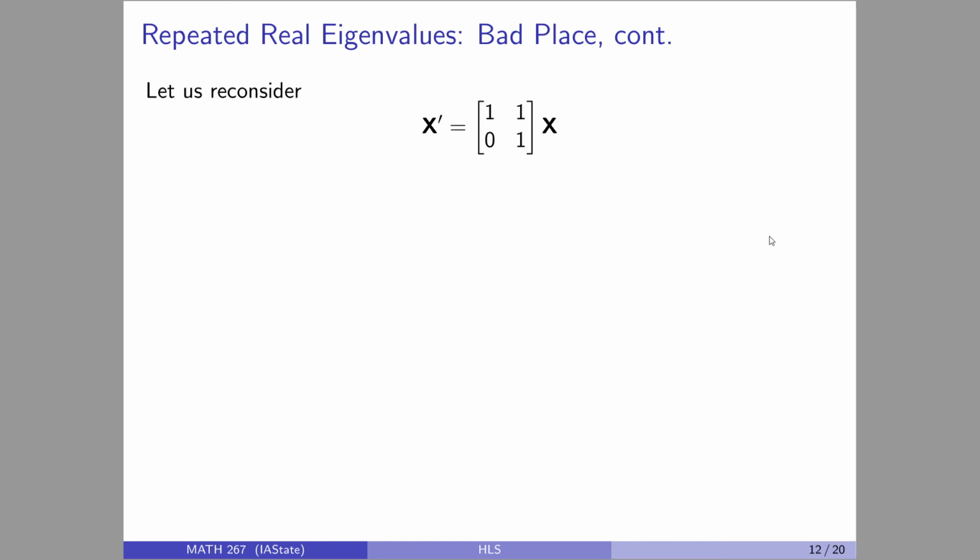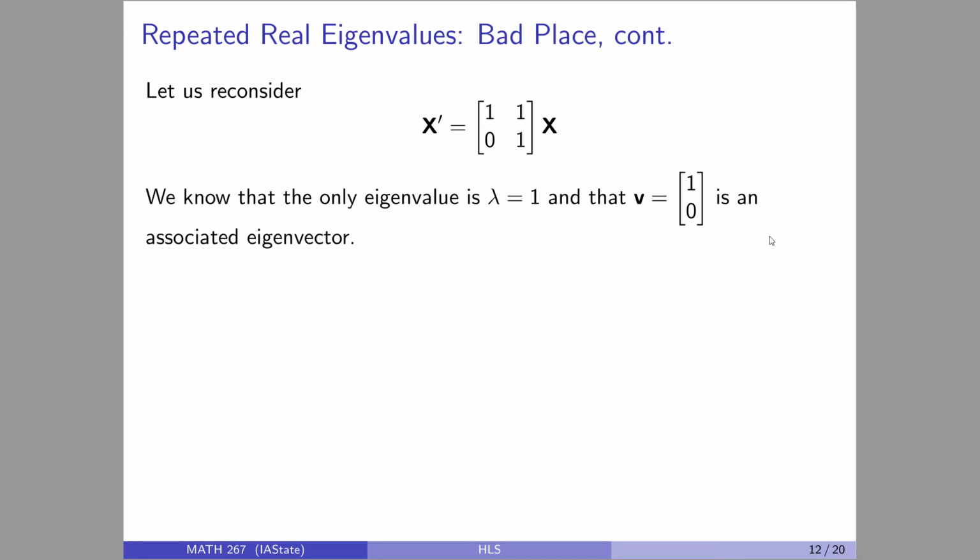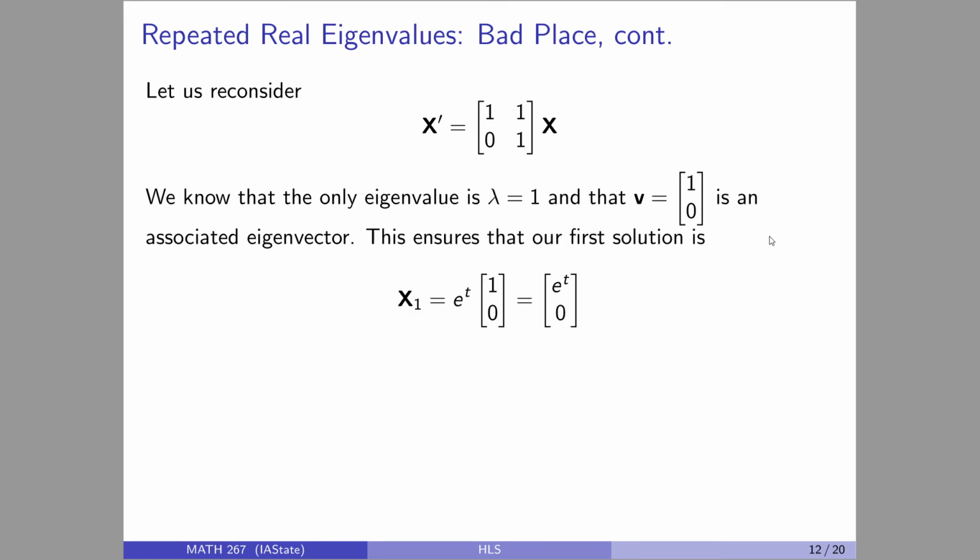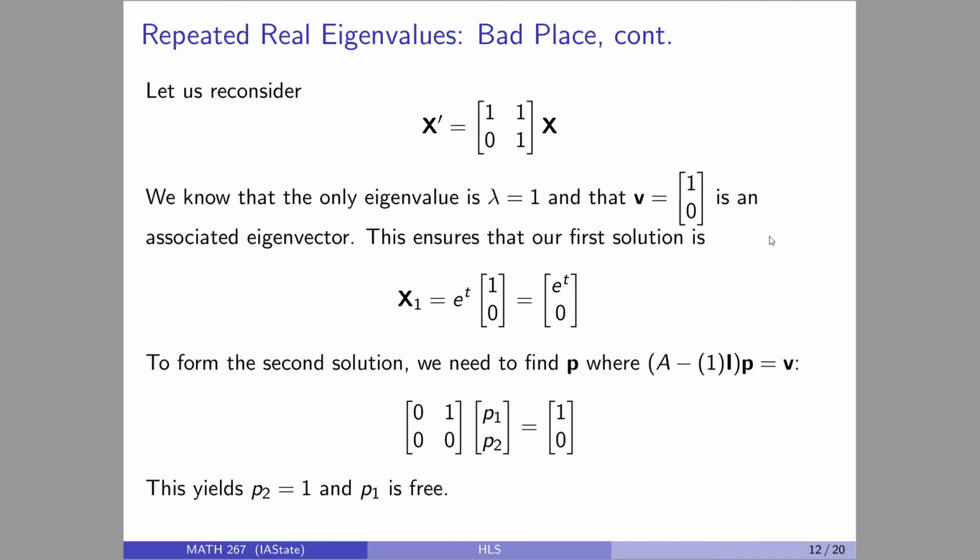Anyway, let's actually work out the details on this. For an example, we have this one here. We have an eigenvalue of 1. We have an associated eigenvector of (1, 0). So my first solution is nice and easy: e to the t times (1, 0). For my second solution, I need to find p. So now I set up A minus the eigenvalue, which is 1, times the identity matrix, times p, and then I set that equal to my original eigenvector.